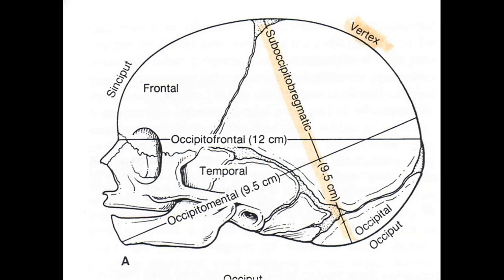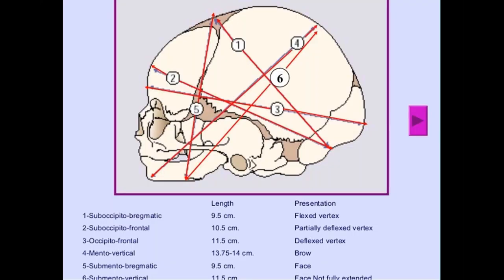So this is about some diameters, about face presentation, brow presentation, and vertex presentation. You should have an idea about this. What about the suboccipitobregmatic diameter? Its length is about 9.5 centimeters, and it presents in a flexed vertex. So this is the suboccipitobregmatic diameter.